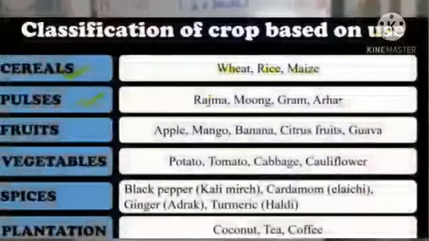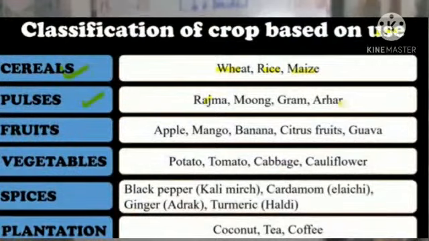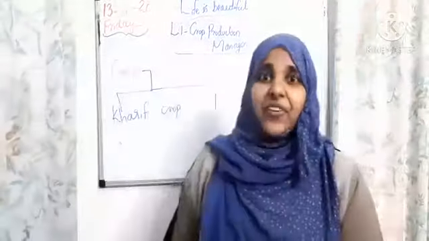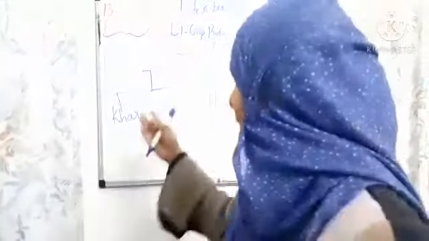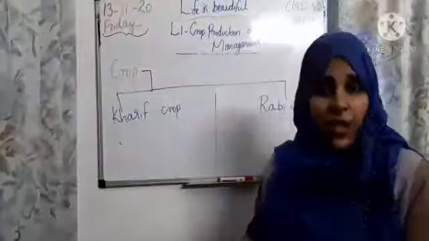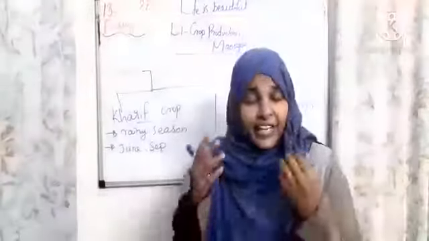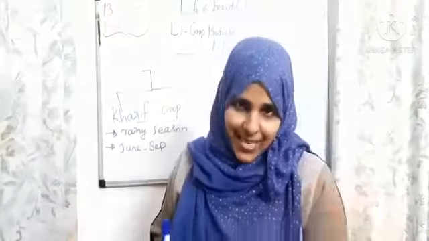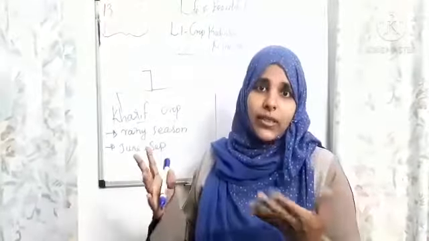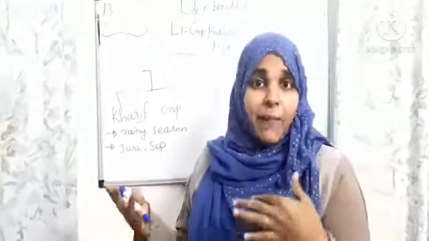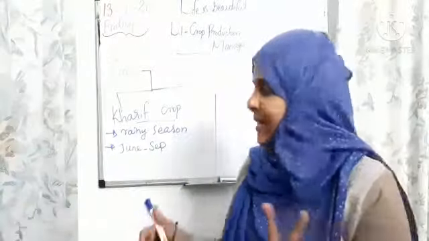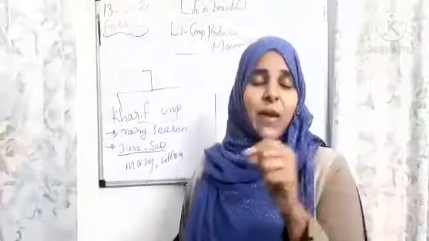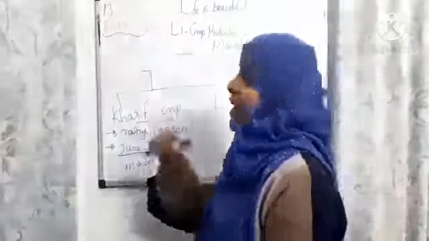We can classify crops based on their use, like cereals, grains, pulses, like that. Based on season, we can classify crops as kharif crops and rabi crops. Kharif crops means the crops which are sown in the rainy season. They need water to grow. For example, maize plants and cotton plants. In India, we select the June to September months for kharif crops.